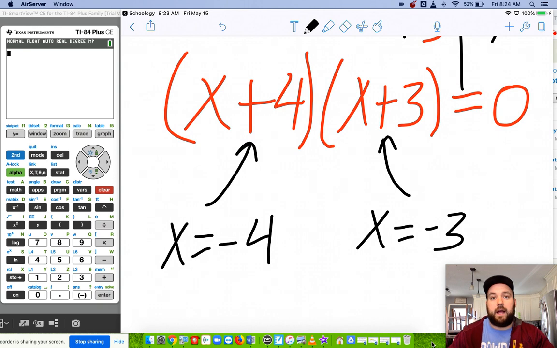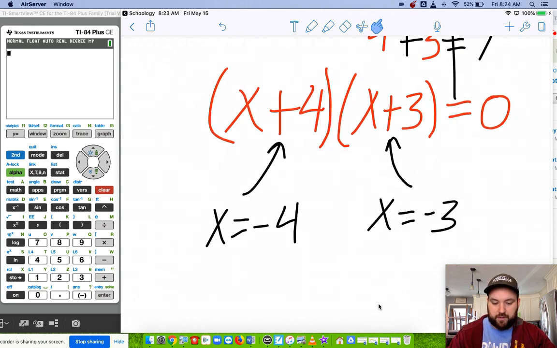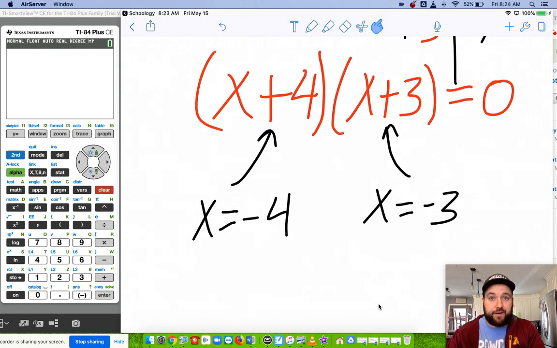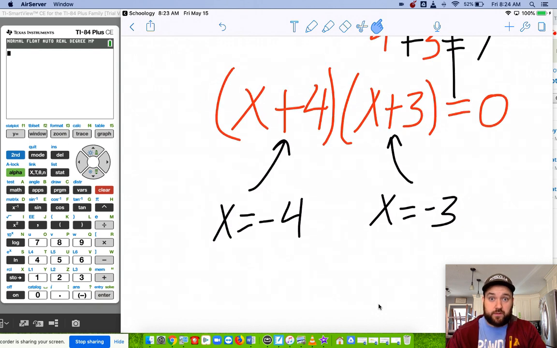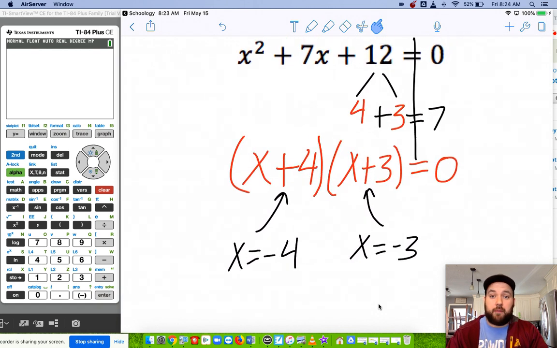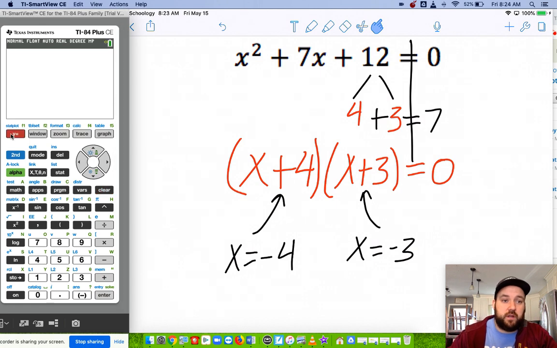So I want to show this one time just to make sure we're putting things together. I claim that negative 4 and negative 3 are the answers. Now what I'm going to do is go to the calculator and type in x squared plus 7x plus 12, just to really reiterate what exactly it is we're doing here.